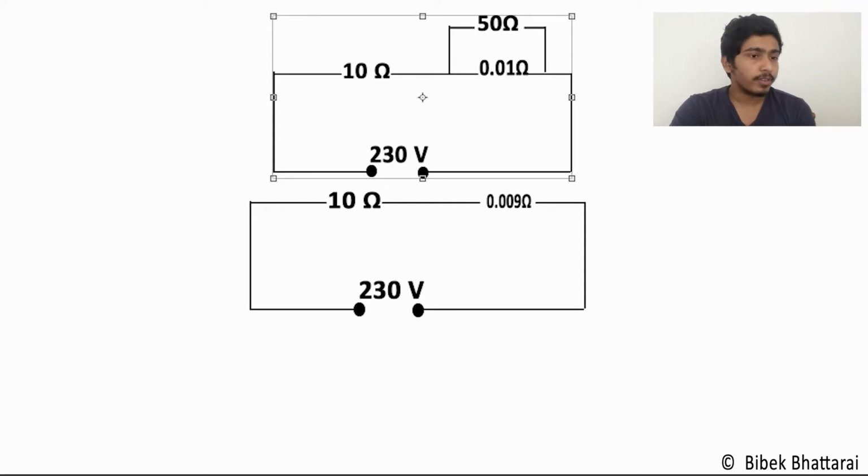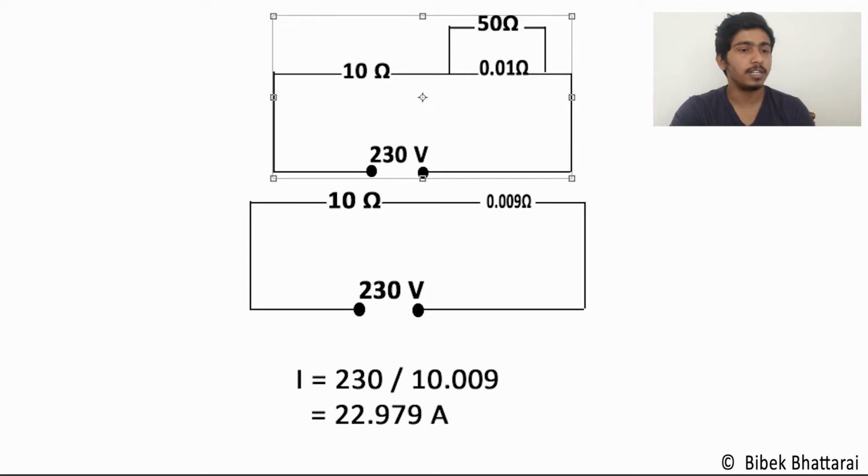0.009 ohm. And if I calculate the current of the circuit by using Ohm's law, I'll just fast forward the video, and I've got 22.979 ampere as the overall current flowing in this circuit. And with Ohm's law, I found 229.7 volt across our load, and just a 0.3 volt potential difference between our neutral bar and our earthing conductor.